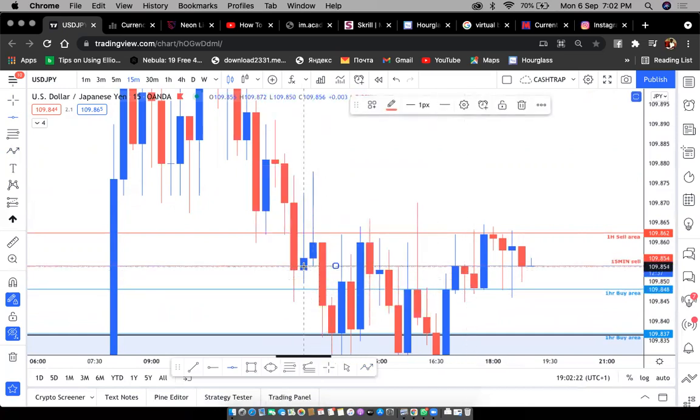Because resistance here, support here. So I can say it's a resistance. Okay. Now on the previous 15 minutes candle is a support. Can you see how previous support became a resistance? Previous resistance now become a support.